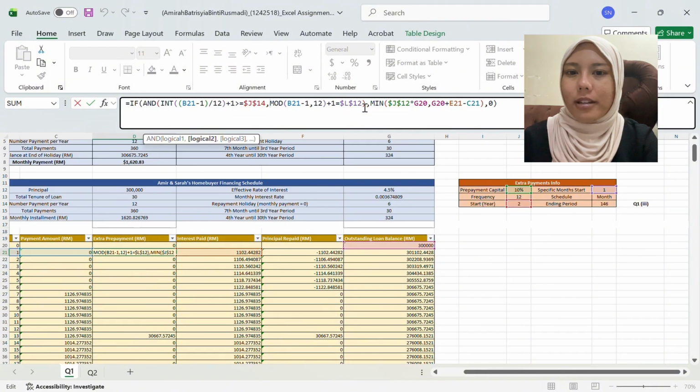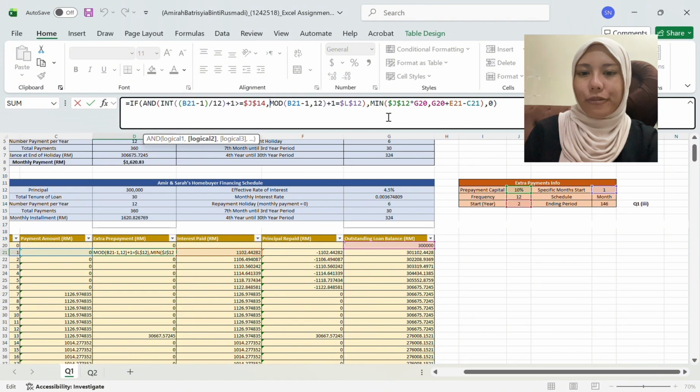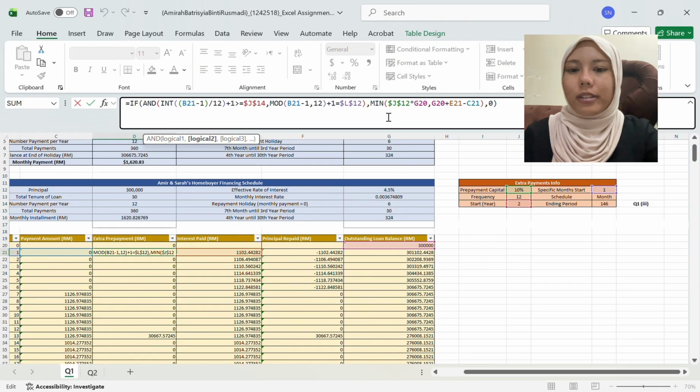The MIN function applies the 10% capital cap while ensuring the extra payment never exceeds the remaining payoff balance. This prepayment clears the debt much faster, fully paying off the loan at month 146 and reducing total tenure from 360 months down to 12 years and 2 months.